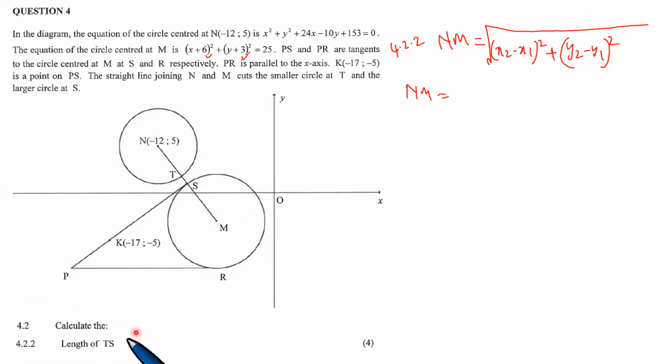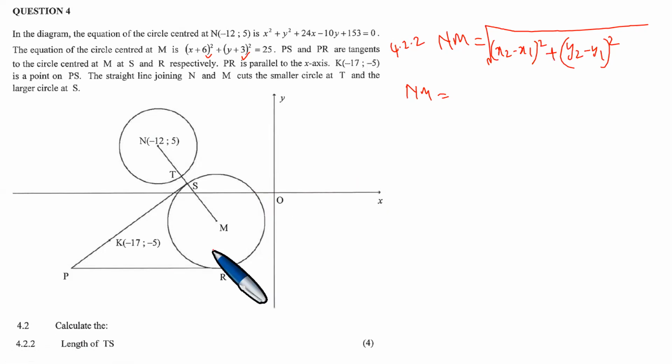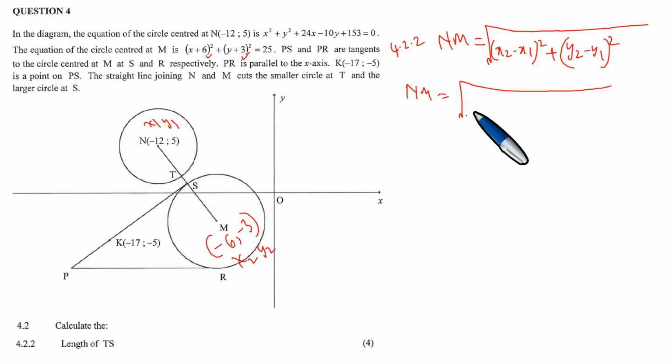Right, so we continue like that. Let's pick the laser. Right, so the coordinates of M, yeah, -6, -3. So this one is x1, y1, and this one is x2, y2. So at this point, we're able to continue. What is x2? X2 is -6. What is x1? We have -12. What is y2? -3. What is y1? It is 5.